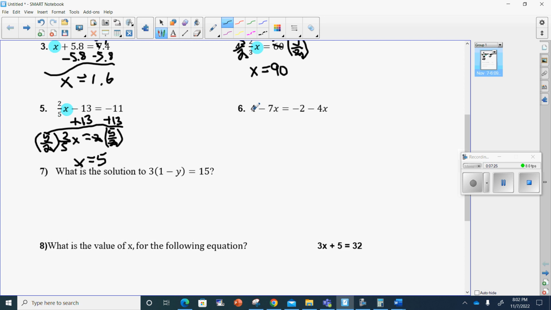All right, number 6 is over here. I've got to combine like terms on opposite sides here. I'm going to take the biggest one and bring it over, so it'll be positive. So I'm going to add 7x to this side to get rid of it, which means I'll add 7x to this side.